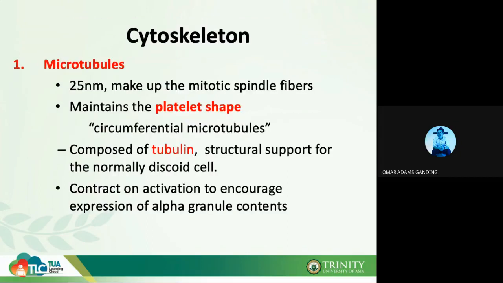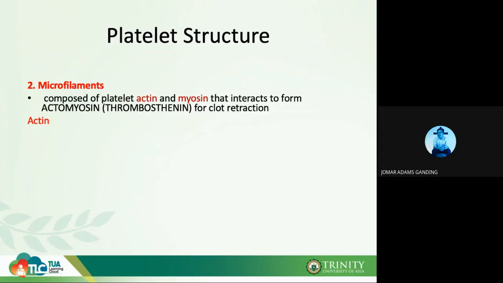After your cytoskeleton, a very important thing to remember is also your microfilament. Your microfilament are composed of platelet actin and myosin that interact to form your actomyosin. Collectively, we call your actomyosin your thrombosthenin. Your thrombosthenin is very important for clot retraction. Makikitanda, for clot retraction, we have your thrombosthenin or your actomyosin.